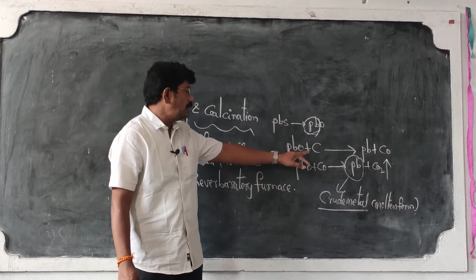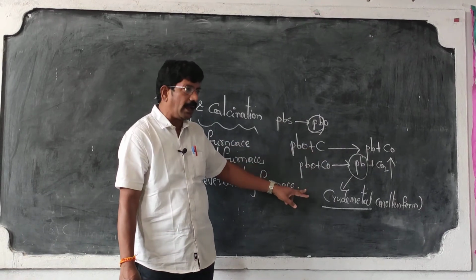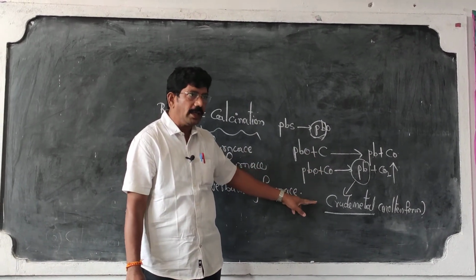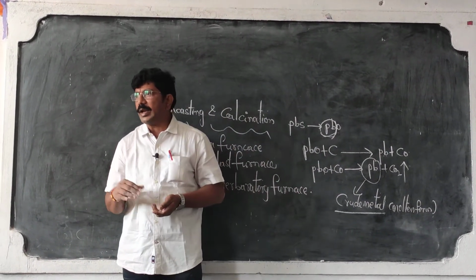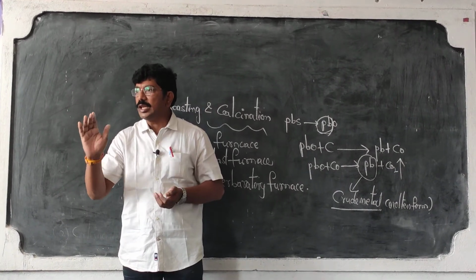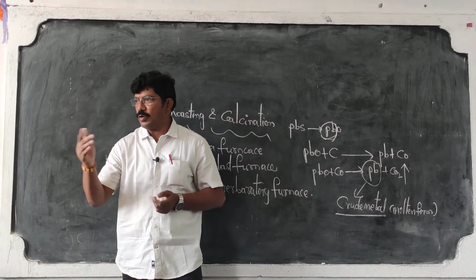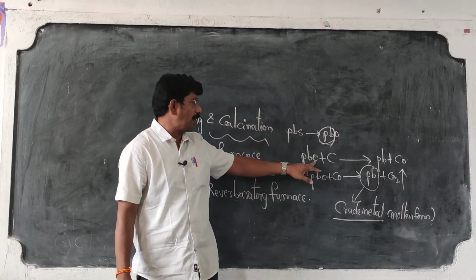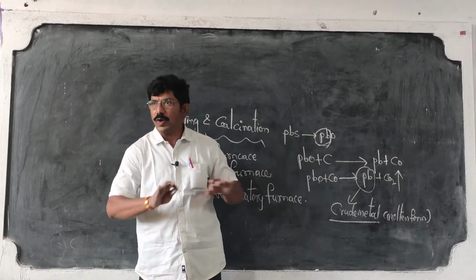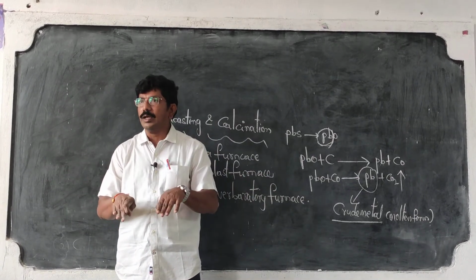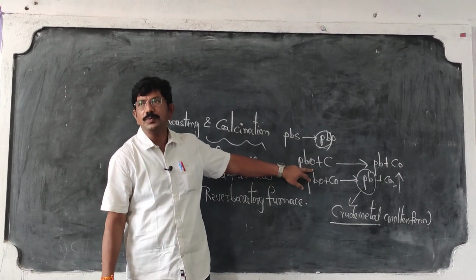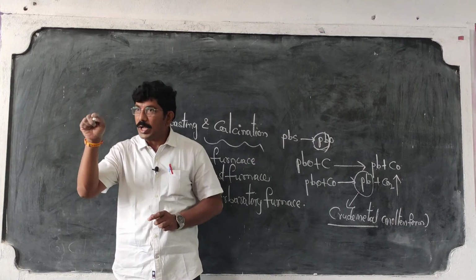This process is known as reduction. What do you mean by reduction? Reduction is a process in which hydrogen is added or oxygen is removed. You studied this in your 8th class. Here I am removing the oxygen. I don't want any oxygen, I need only the metal. Oxygen is present in excess, so I have to remove that oxygen.